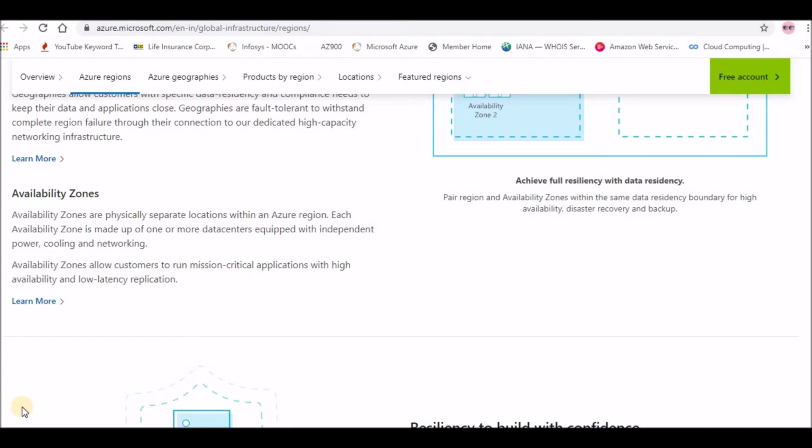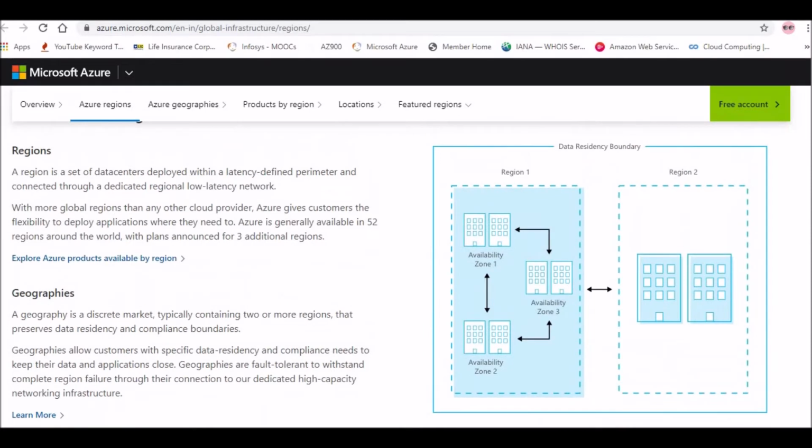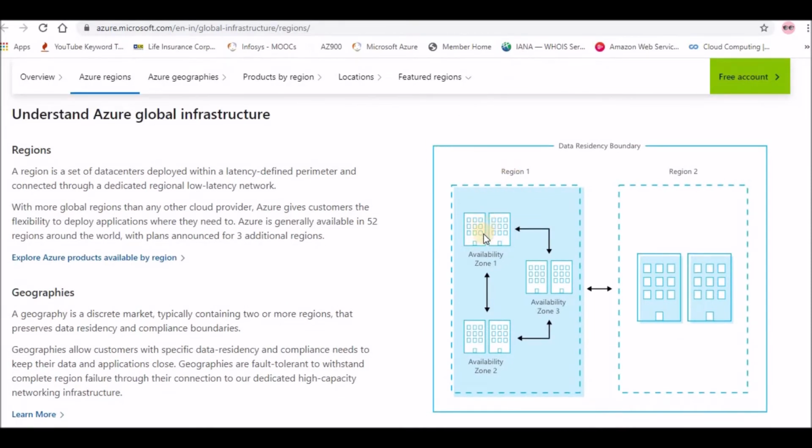Let us see about the availability zones in this video. So availability zones are the physically separated locations within an Azure region. Each availability zone is made up of one or more data centers equipped with independent power, cooling, and network. If you see the above diagram, you can see that there is one region. Out of that, there are multiple availability zones.